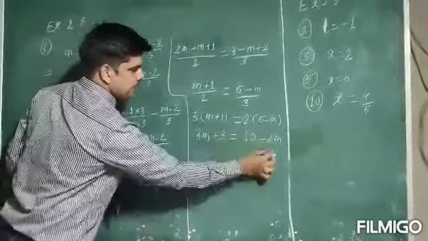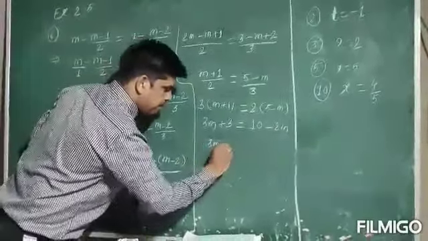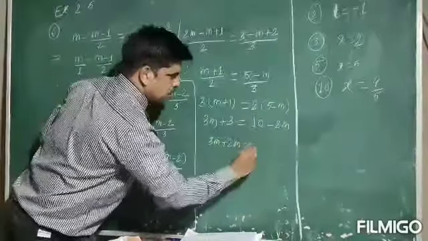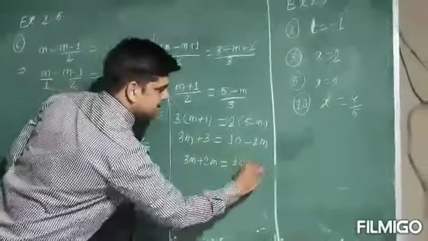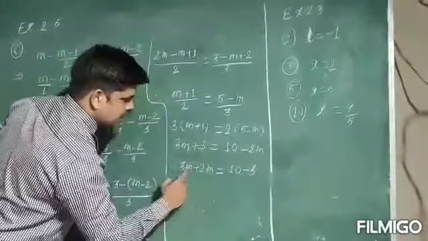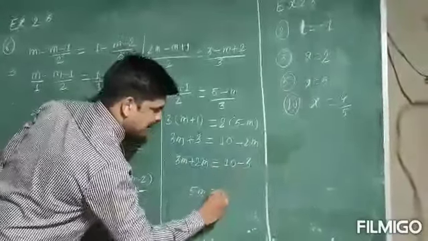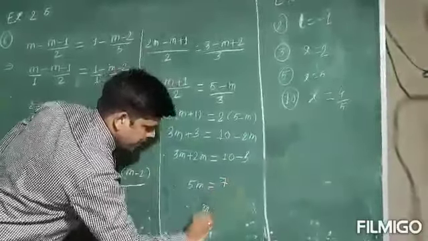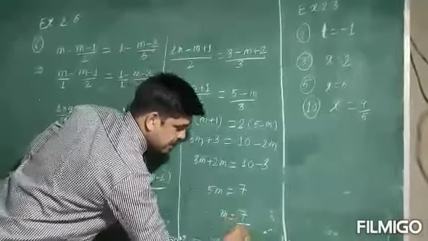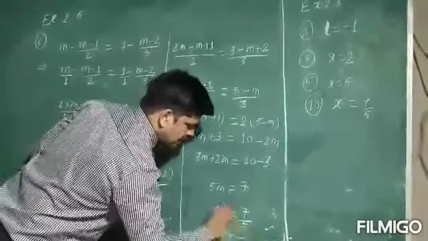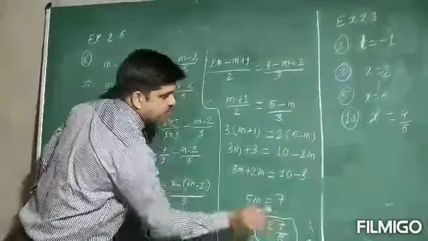Now m is here, we'll collect the like terms. Therefore 3m plus 2m is equal to 10. This is a plus, it will be minus on this side. So 3m plus 2m is 5m is equal to 10 minus 3, which is 7. So therefore m is equal to 7 upon 5. This 5 is a multiplier, it will be divided on this side. So what is the answer? The answer is m is equal to 7 upon 5.